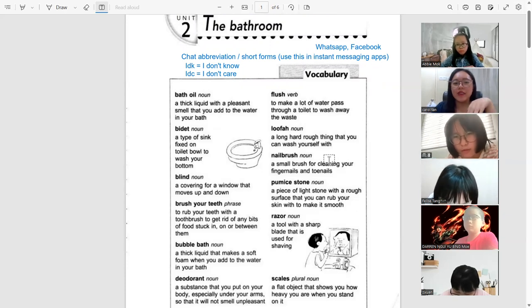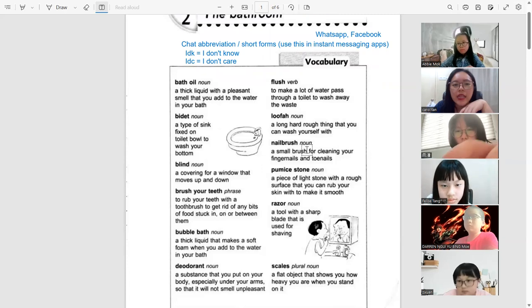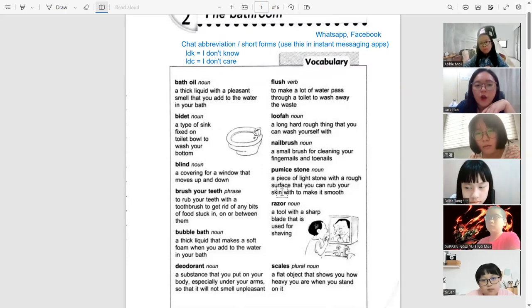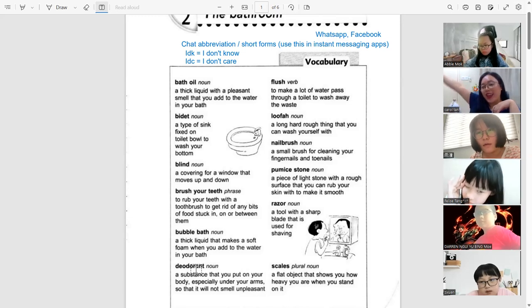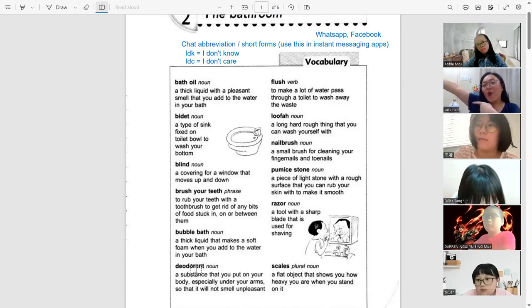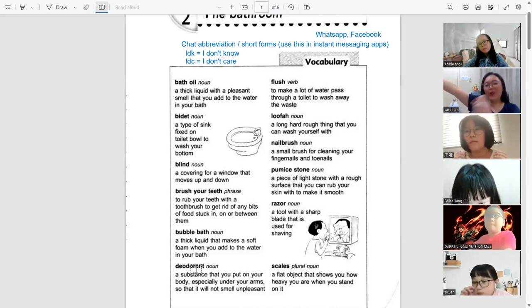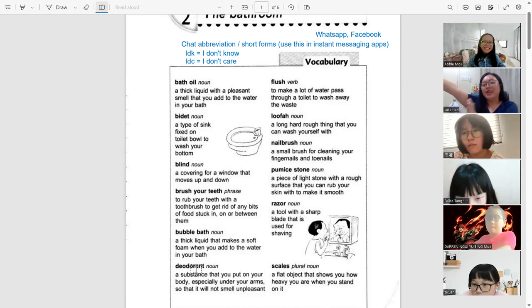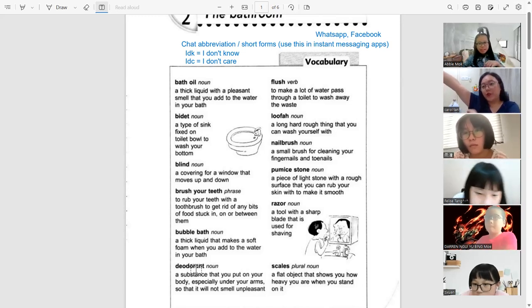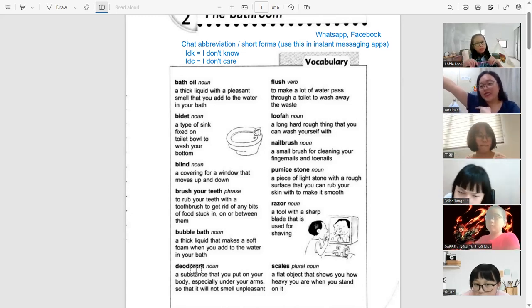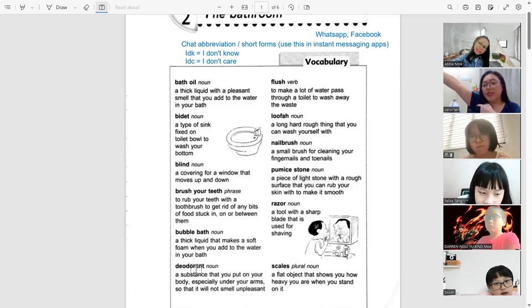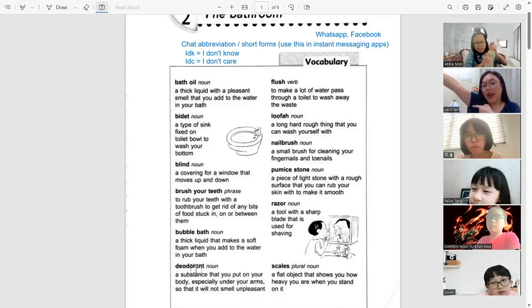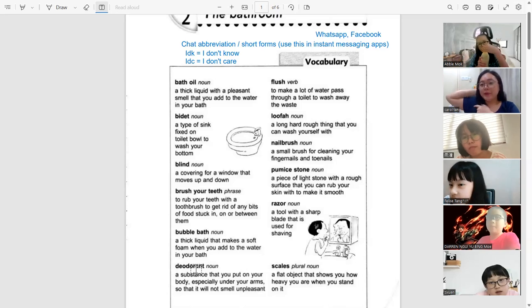What is deodorant? D-E-O-D-O-R-A-N-T, deodorant. When you raise your hand, this is your armpit or your underarm. So you will use the deodorant, you will roll the deodorant over here. I want everybody to tell me what is this part? Arm what? Armpit. Armpit or underarm. Understand?